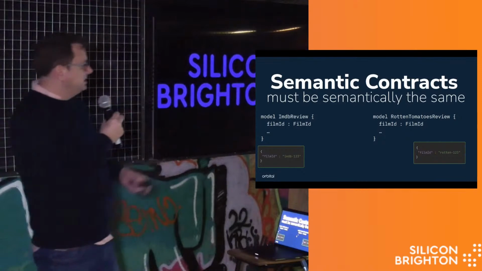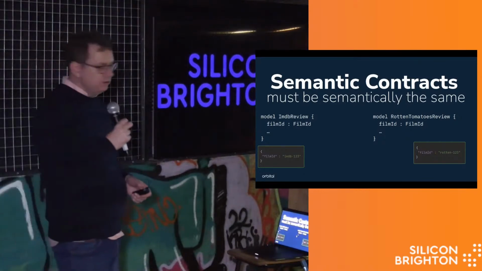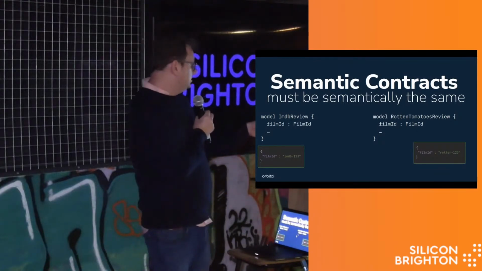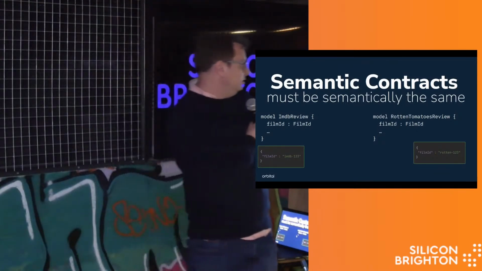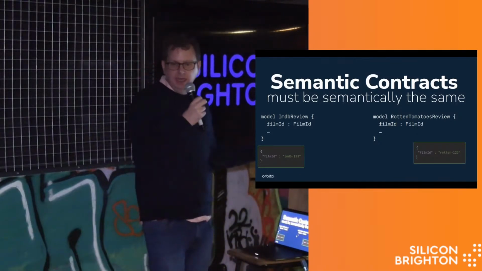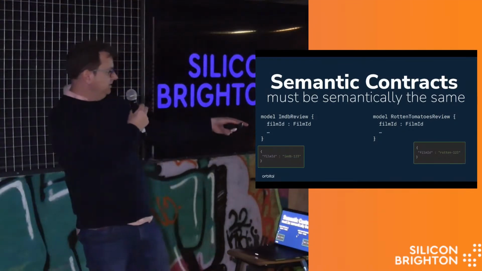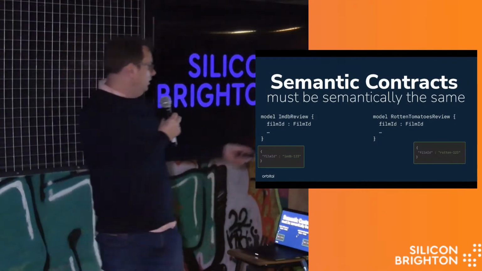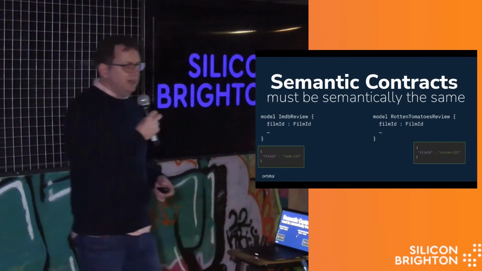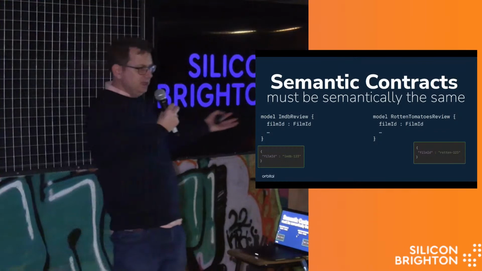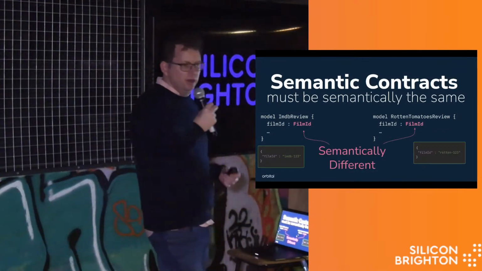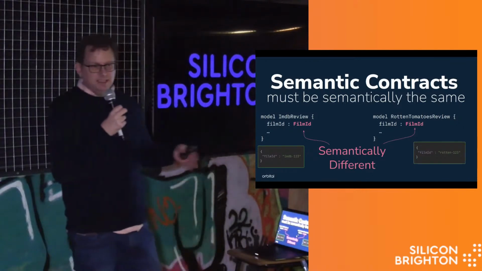Structural contracts must be semantically the same for them to work, right? So here's 2 different film review systems. One is from IMDb, one is from Rotten Tomatoes. They've both got a field on them called film ID, and the semantic type has been defined as film ID, right? When we look at the data, we can see that they're not the same bits of information, right? They define data in different domains. One's in the domain of IMDb, the other one's in the domain of Rotten Tomatoes. So they're semantically different. So we can't do this because this violates a semantic contract.